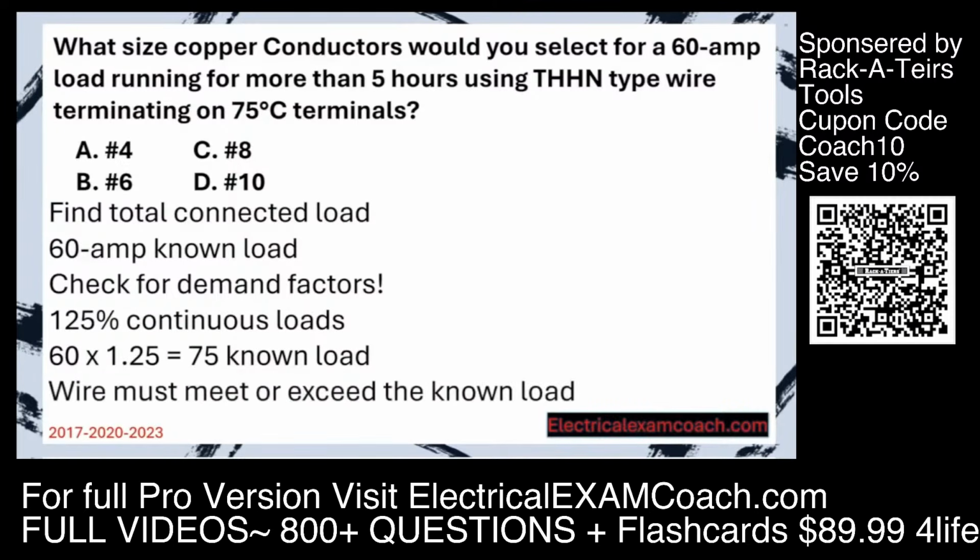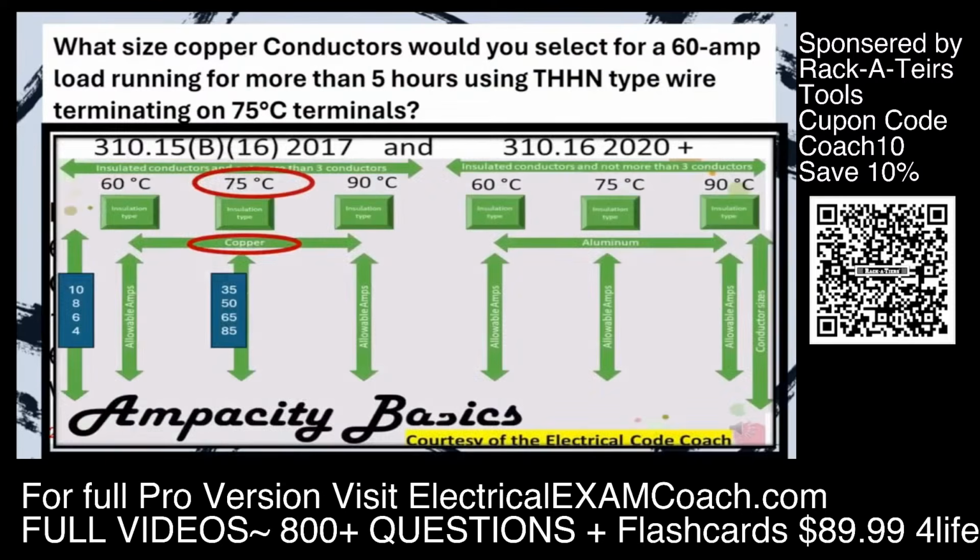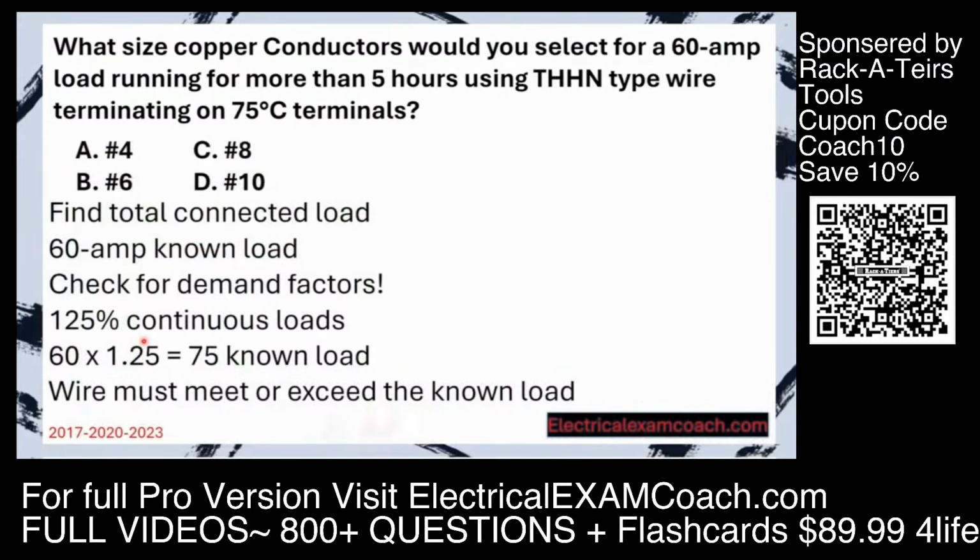And remember, our wire must meet or exceed the known load. We head to our primary ampacity table. We head to the copper side because it wants copper conductors. We're in the 75°C column, and we need to go down and find a wire that meets or exceeds 75 amps, and we find that it happens to be a number 4.